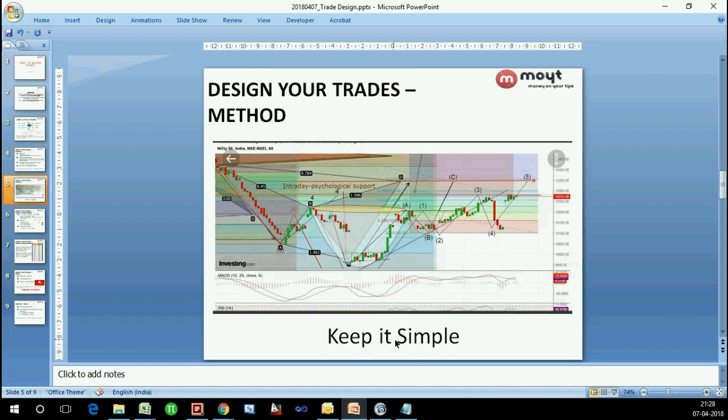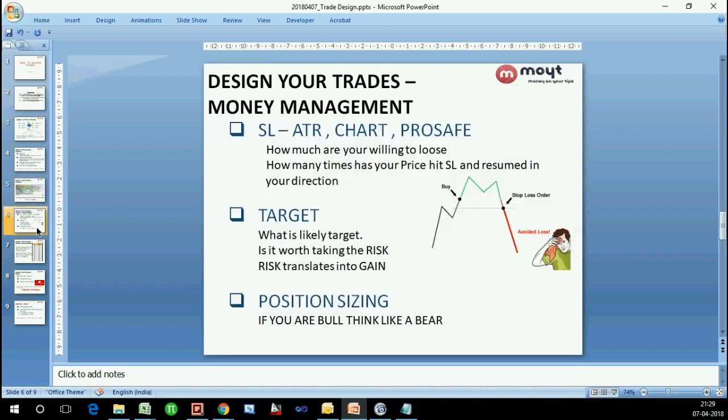If there is some pattern which is very complicated and you have found it, it may so happen that other people have not seen it, and they're not going to trade alongside you, and we need the majority of people to trade with us so that we are able to push the prices in our direction. That is the aim, right? How quickly we are able to identify that direction makes us profitable. So this is about the method.